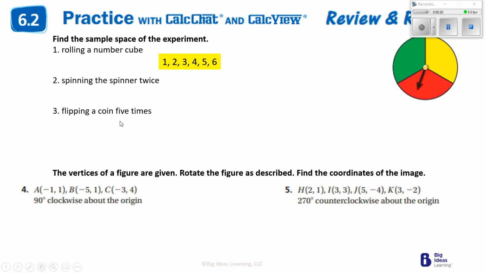Number 3 says flipping a coin 5 times. If I flip the coin 5 times using the fundamental counting rule, that means I'm going to take 2 times itself. Remember, this is a coin, so there are 2 sides, times itself 5 times.